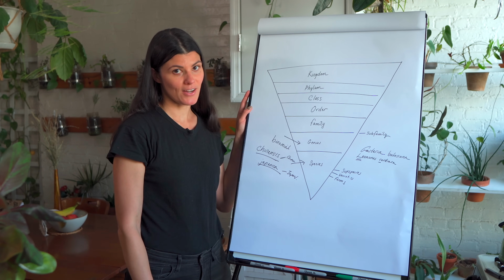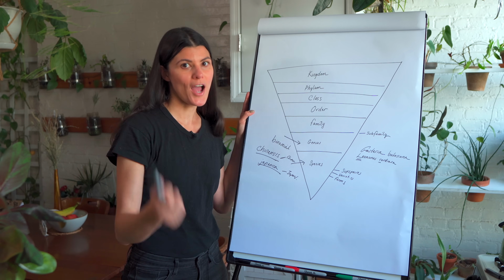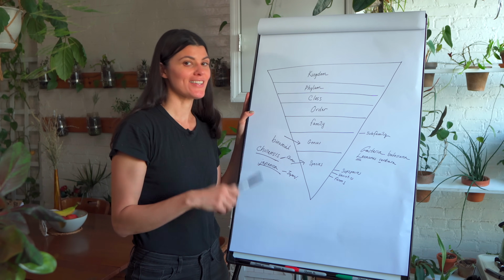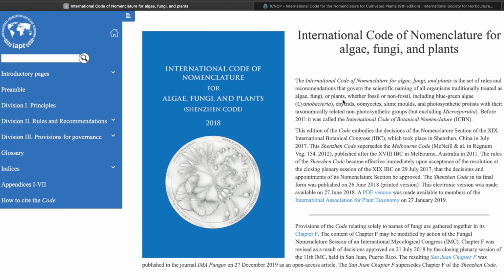Now, you may be wondering if there is one big rule book for this, and there is. It's called the International Code of Nomenclature for Algae, Fungi, and Plants, and that is who or what sets the rules or the recommendations that govern the scientific naming of all of these organisms.